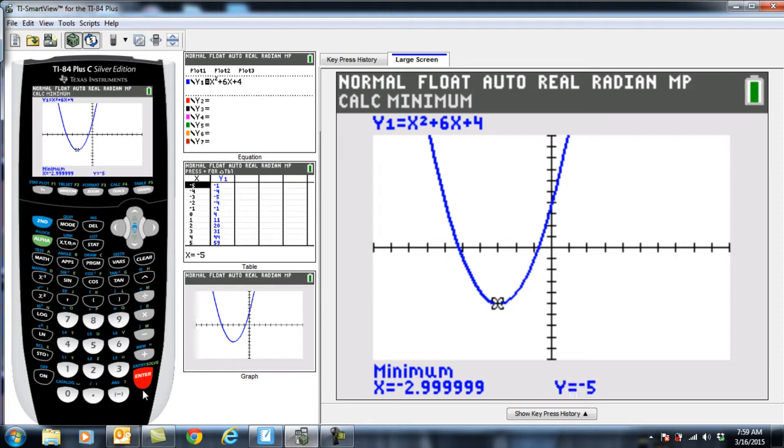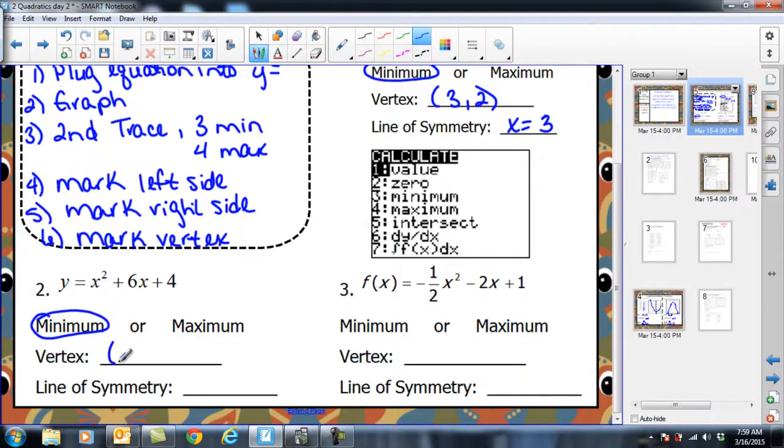And again, it did this weird thing. It says negative 2.99999. We're going to call that 3. So it should be at negative 3, negative 5. So my vertex is at negative 3, negative 5. And my line of symmetry, pardon that bell, is at x equals negative 3.